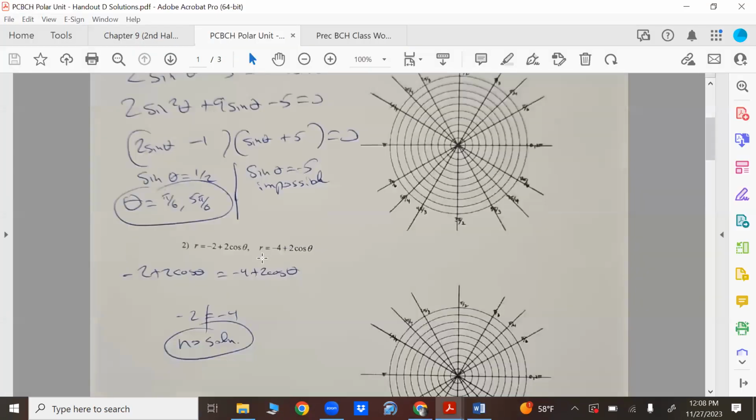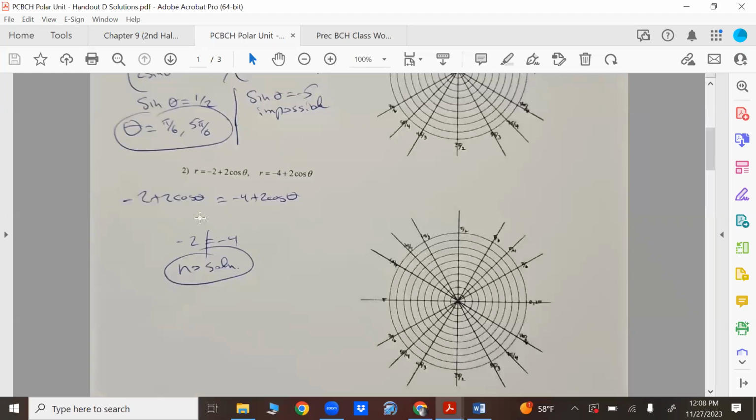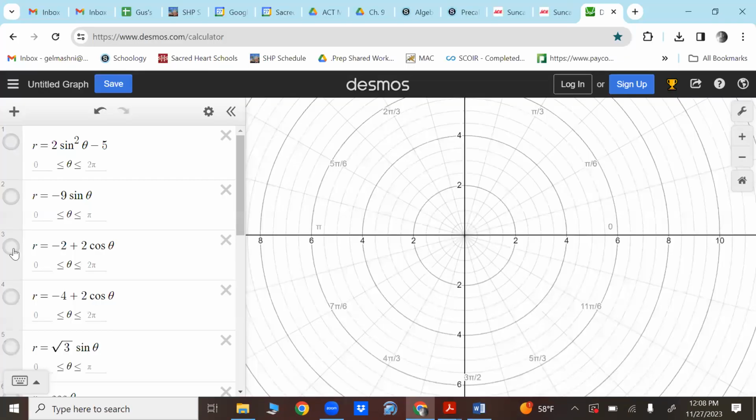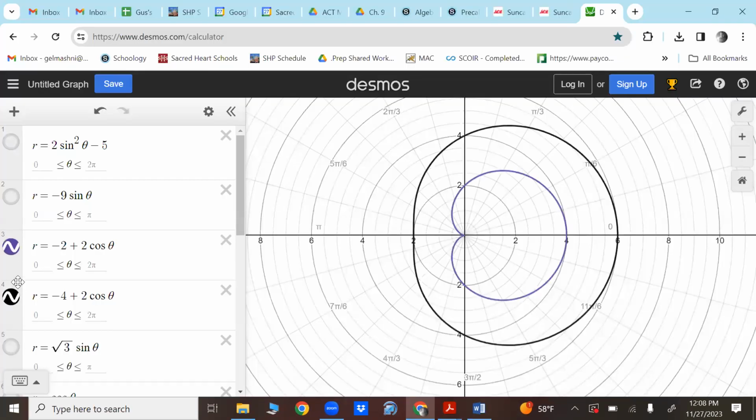Now let's go back to here. Now, interestingly, these don't touch. If you solve it, the 2 cosines cancel. Negative 2 is not equal to negative 4, so there's no solution. And these don't touch. If you see for yourself, these are not touching. So yeah, that's what we get for that one. You have a cardioid with what they call a dimpled limaçon.